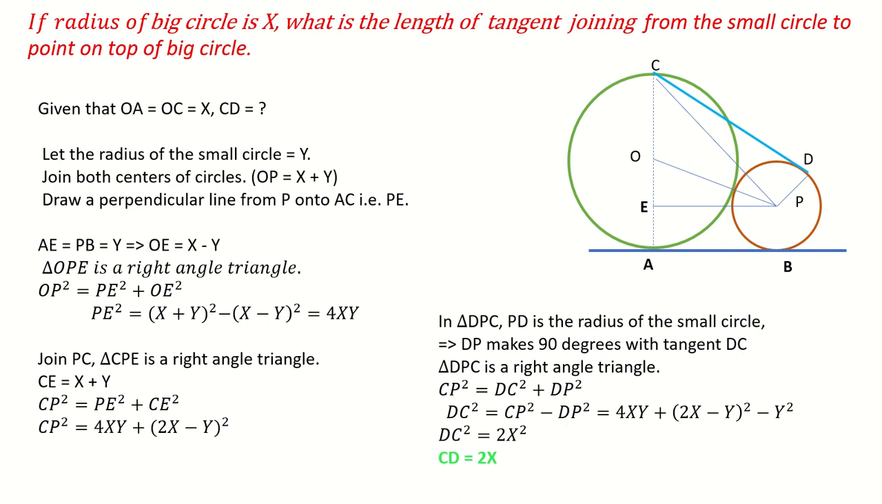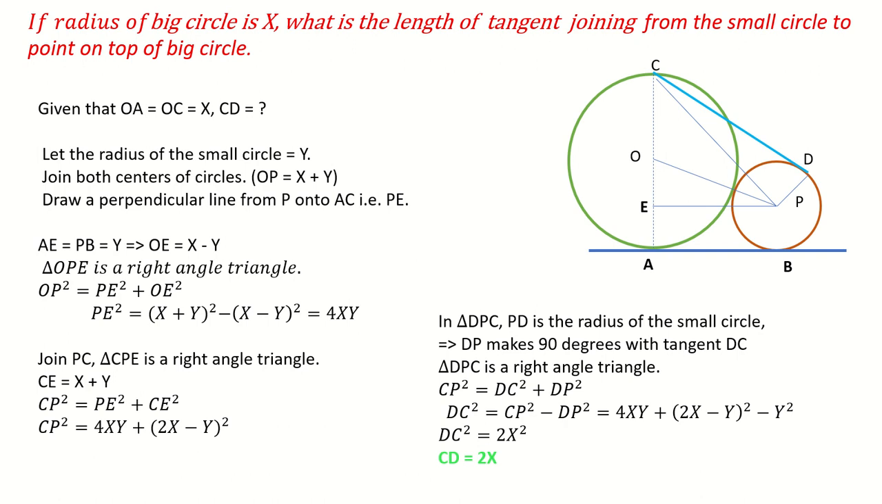So what is so interesting about this question? If you see, there is a bigger circle, there is a smaller circle attached to the bigger circle, and only the bigger circle radius is given, which is X. And they are asking to find the value of CD. And the CD value we found is 2X, which is double the radius of bigger circle, or diameter of the bigger circle.